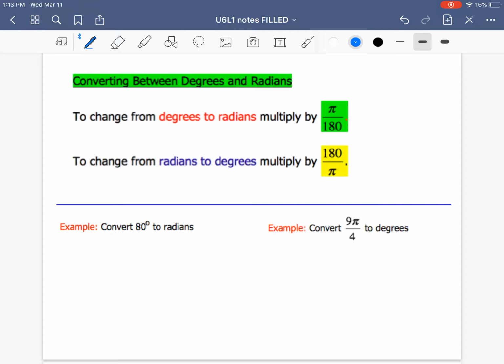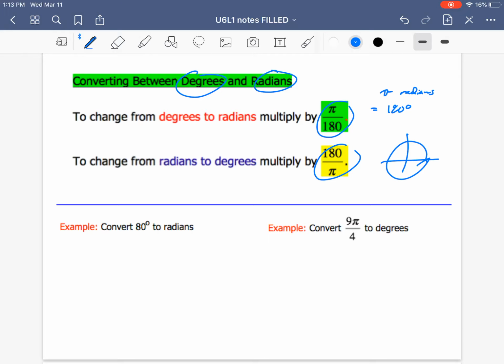Next page, how to convert between degrees and radians. So basically what we're going to do is multiply by a form of 1, right? So pi radians is equal to 180 degrees. Well, how do we show that?